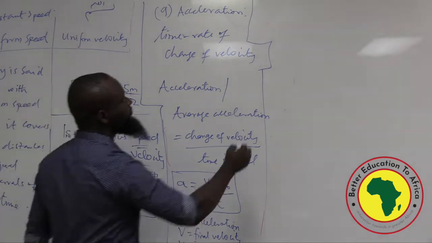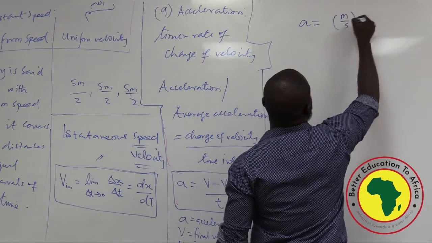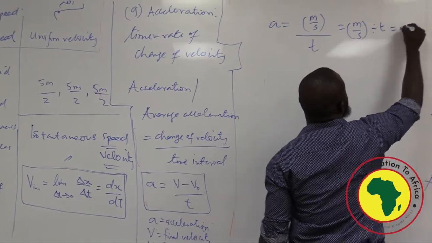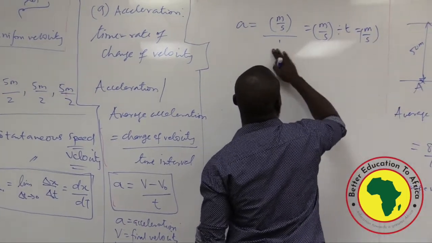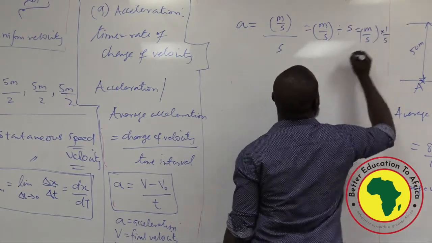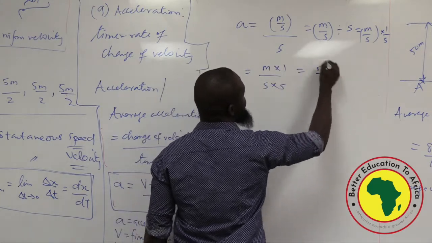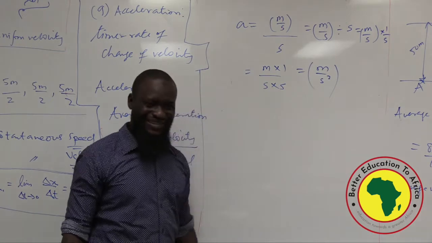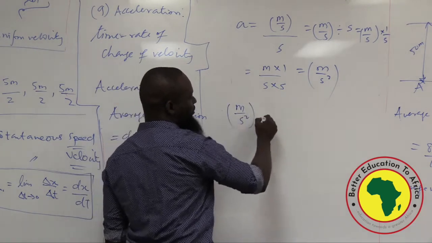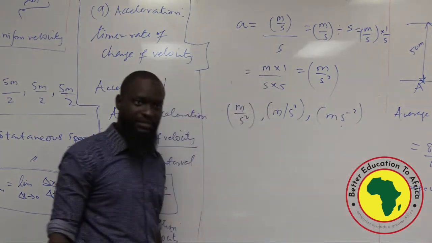So what is the unit of acceleration? Velocity divided by time. Velocity is in meters per second, divided by time in seconds. So it is meters per second times 1 over seconds, which is meters over second squared. So we say meters per second squared is the unit of acceleration, or m/s², or ms minus 2. They're all the same thing.